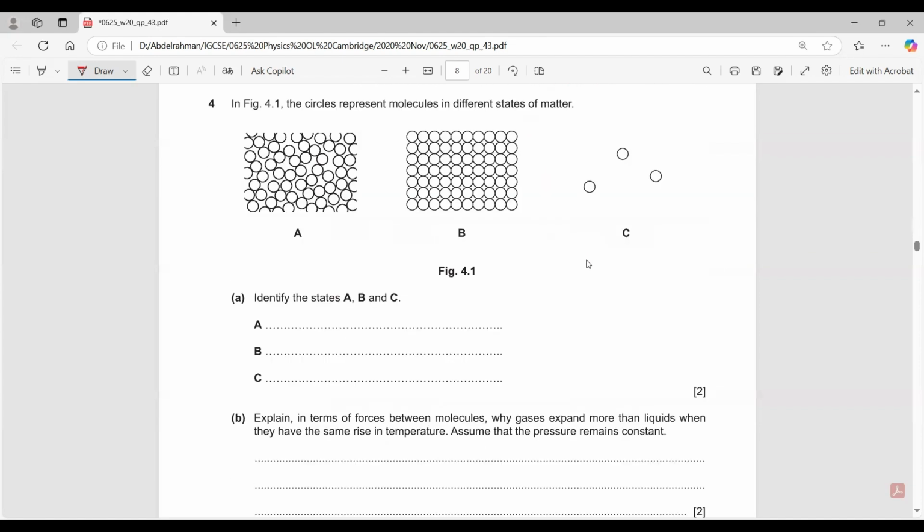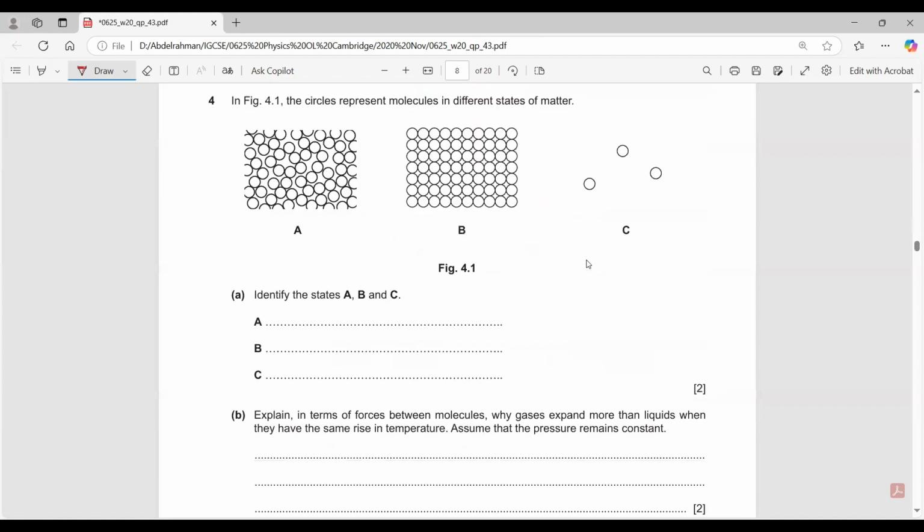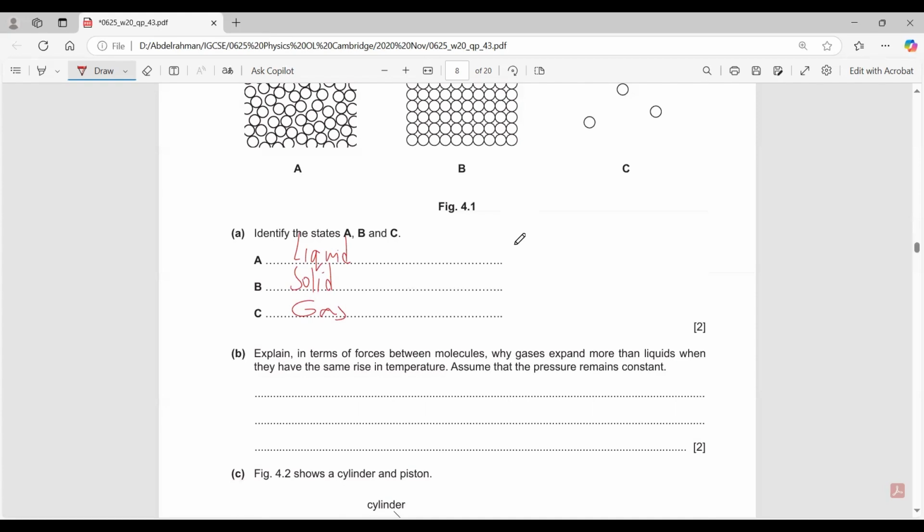Yeah. Question 4. Figure 4.1. The circles represent the molecules of different states of matter. Very easy. A is a liquid, definitely. B is a solid, and C definitely a gas. Explain in terms of forces between the molecules why gases expand more than liquids when they have the same rise in temperature. Assume that the pressure remains constant.